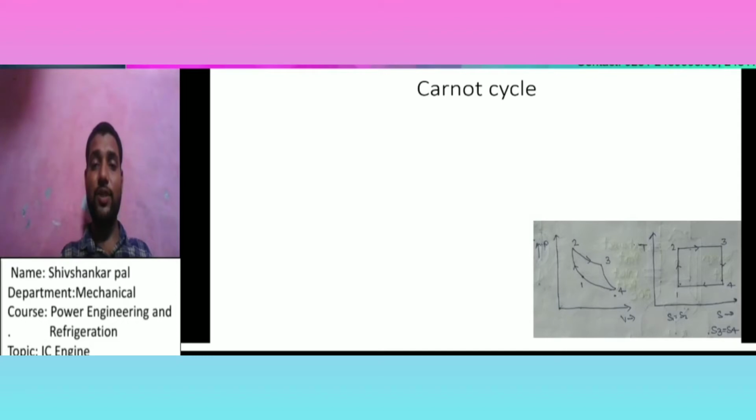And the fourth stroke is exhaust. During exhaust, not only is the gas exhausted, it also takes heat and goes to the surroundings. That means here you can say it is the exhaust of heat. So four processes are required to complete the working of the internal combustion engine.